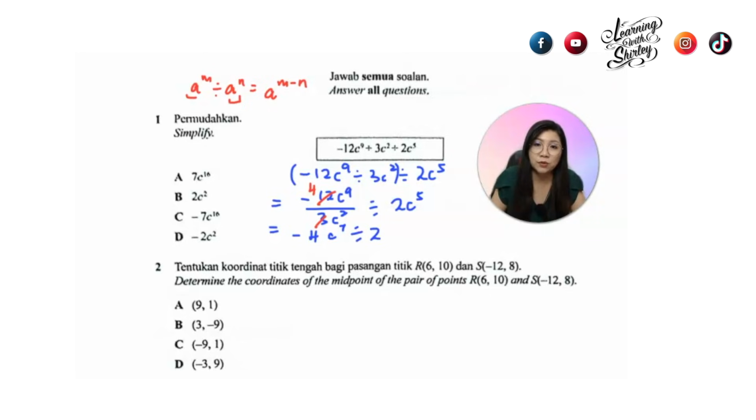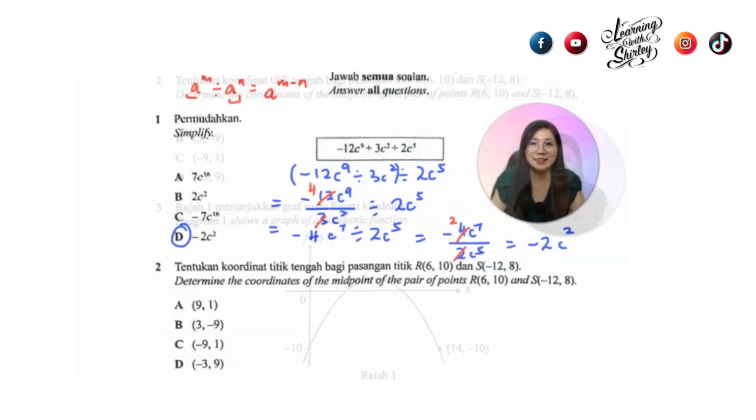And then divided by 2c5. From here, I'm going to write in fraction form: negative 4c7 divided by 2c5. 4 divided by 2 is 2, we cancel out. So here we have negative 2, and then c, 7 minus 5 is 2. Let's look at the options, A, B, C, D. The answer is D.